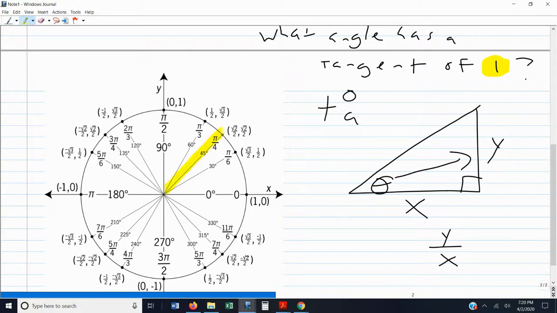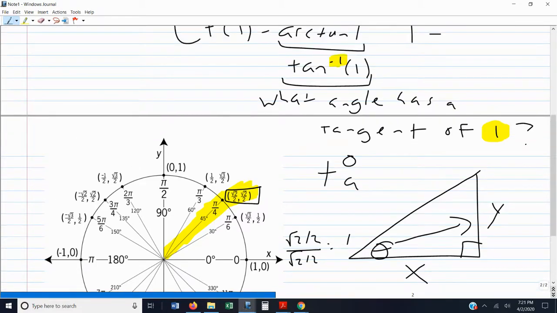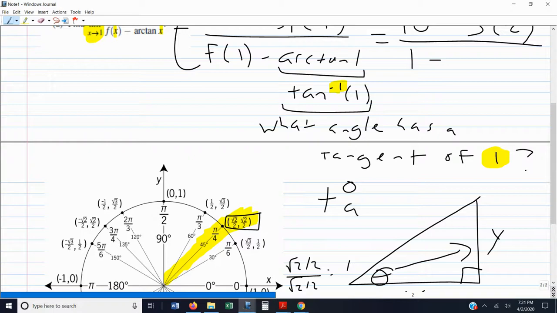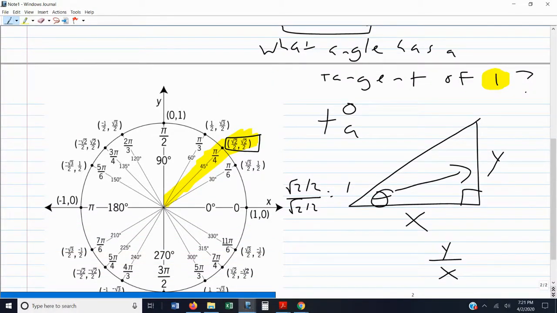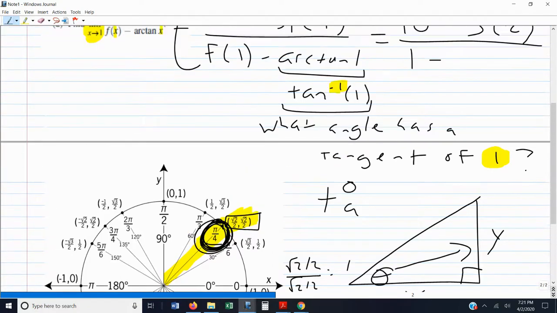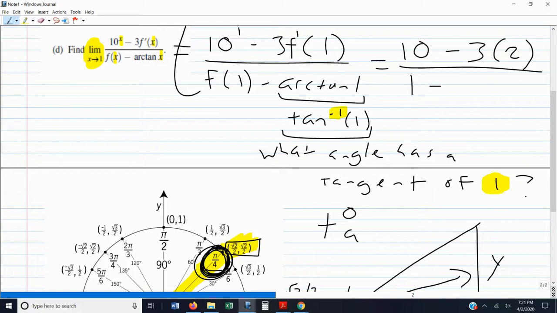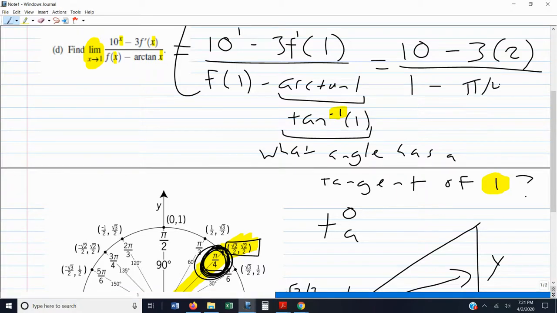And the answer is at pi over 4. At pi over 4, the x coordinate and the y coordinate are the same. So when you would put the y coordinate over the x coordinate, they're the same thing, they're equal, so it would just be 1. So remember that arctan or inverse tangent is looking for what angle has a tangent of 1, and so the angle is pi over 4. So the arctan of 1 is pi over 4.